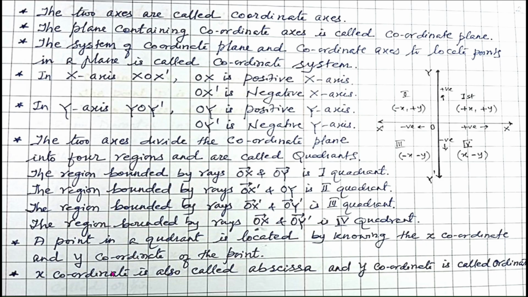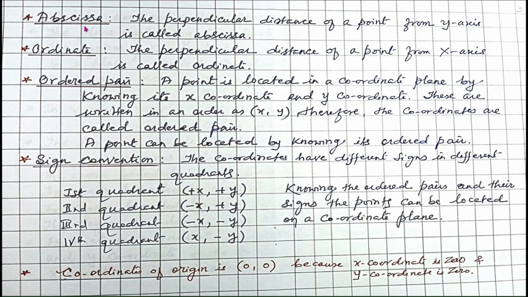Please remember, a point in a coordinate plane is located by knowing the perpendicular distance of that point from the x-axis and the y-axis, and those perpendicular distances are called the coordinates of the point. Now, the x coordinate is also called abscissa and the y coordinate is also called ordinate. What is this abscissa? It is the perpendicular distance of a point from the y-axis, and ordinate is the perpendicular distance of a point from the x-axis. Remember this, very important.